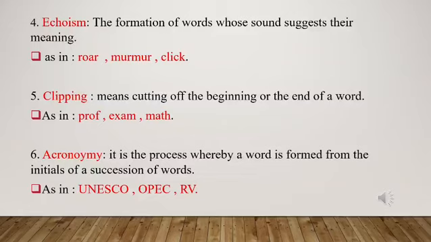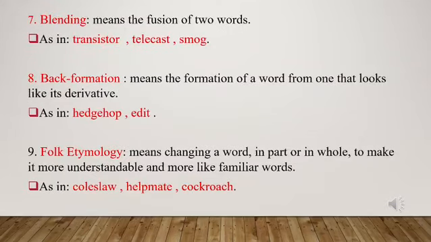The sixth process, acronymy, is the process whereby a word is formed from the initials of a succession of words, for example, UNESCO, OPIC, and RV. The seventh process is blending, which means the fusion of two words, as in transistor, telecast, smog.